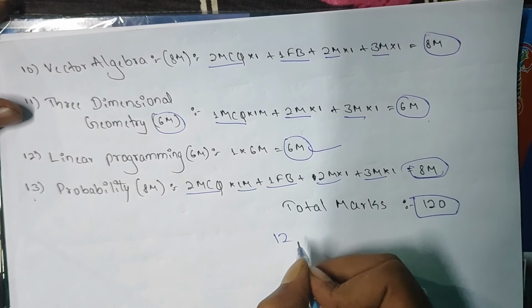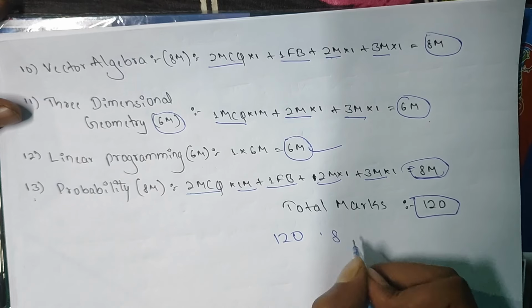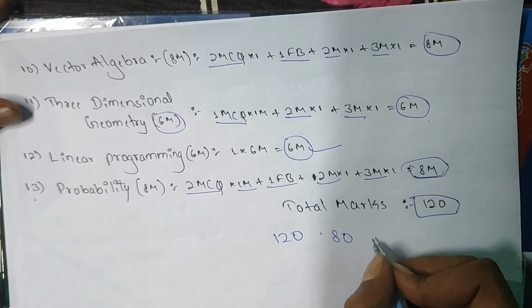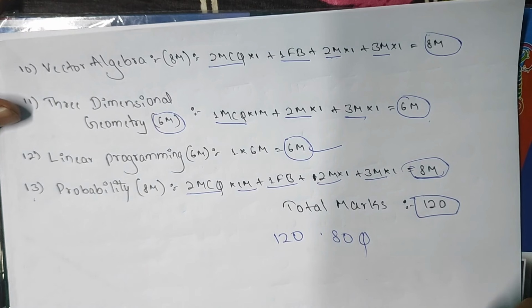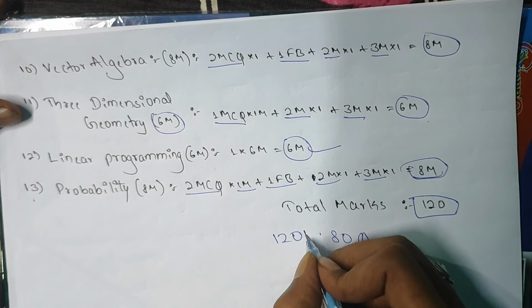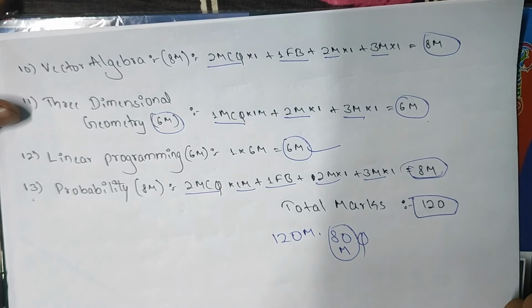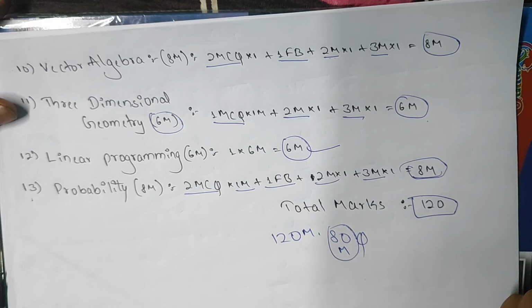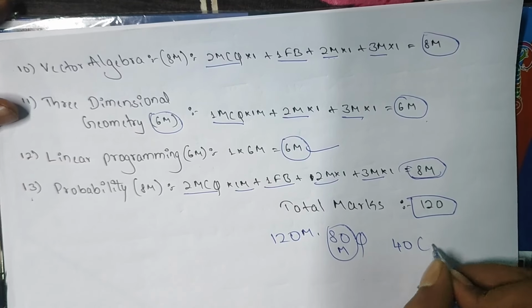Out of 120, you will be attempting only 80 marks. There will be 80 marks of questions to attempt. Out of 120 marks, you should attempt 80 marks. There will be 14 marks choice.